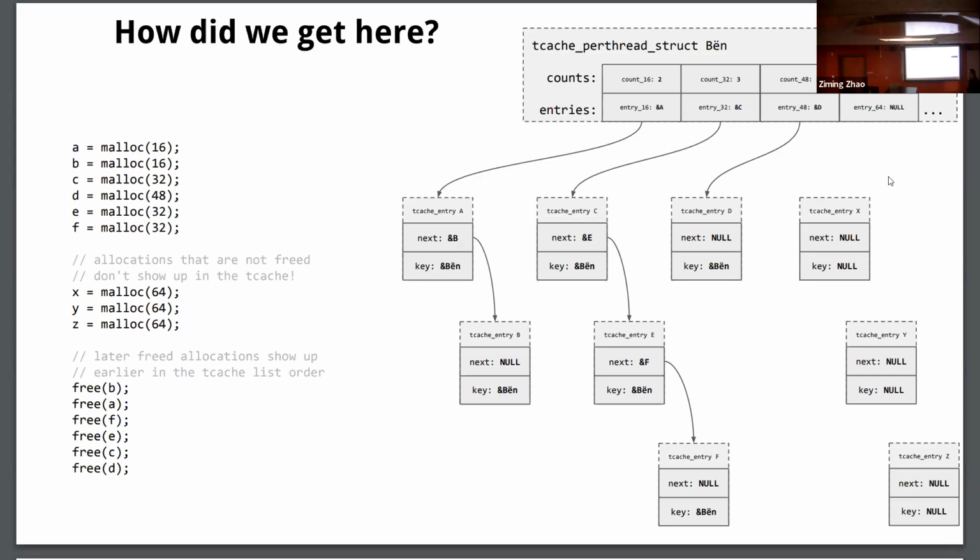Okay. So first of all, A, B, C, D, E, F, we mallocked them, then we freed them, right? Because we freed them, now they are managed by this structure because they have been freed. X, Y, Z, we never freed them, so they will not be in any of those lists.